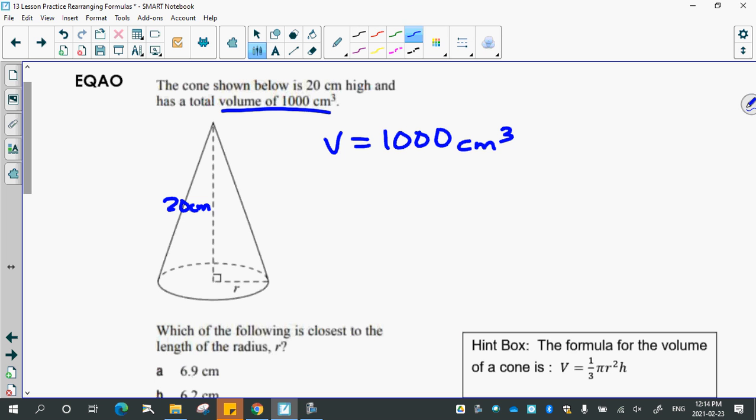Everyone see the hint box with volume equals 1/3 pi r squared h? And which one is it asking me for? Radius? So can you guys rearrange this formula so it's radius equals? That's what I would like you to try and do. Rearrange that formula so it's radius equals, and then see if you have the numbers to put in. We do have the volume, and we do have the height, so we should be able to use our new formula to find the radius.